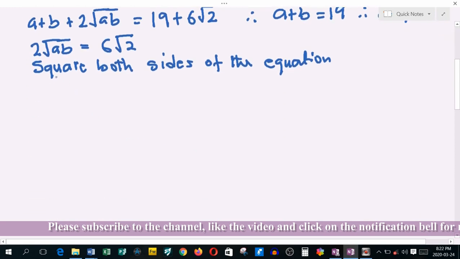So this will give us, when we square both sides, 4. That's 2 times 2, 4. Root a times root a will give us a. So that will give us 4ab is equal to 6 times 6, 36. Root 2 times root 2, that is 2. 36 times 2, 72. Divide both sides by 4. You have ab is equal to 18.